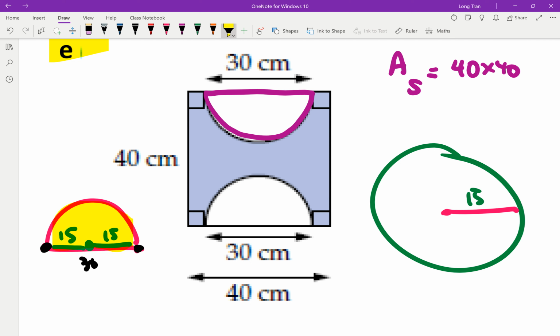Go back to your notes. You got to practice this. Okay? Then once you know that, you can find the area of the circle, or it's half a circle. Hopefully you knew it was pi times radius squared divided by 2. You need to do the same thing for this one.